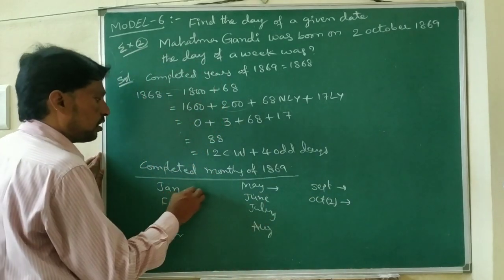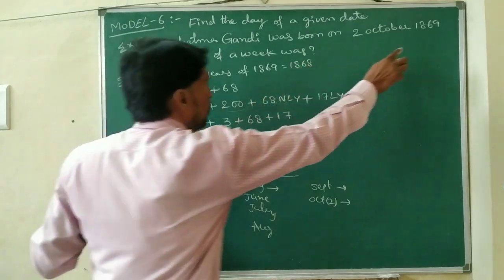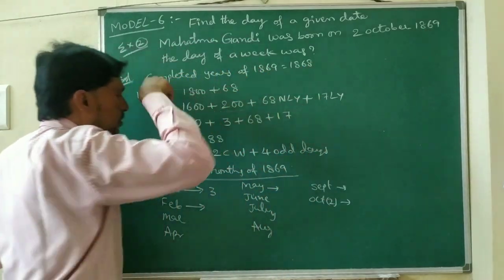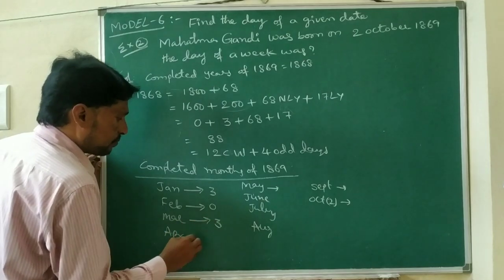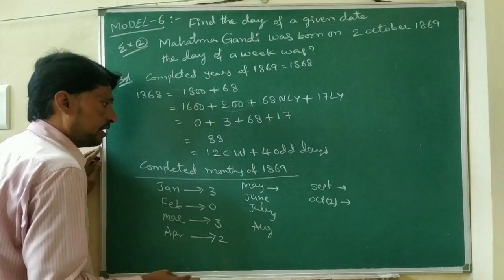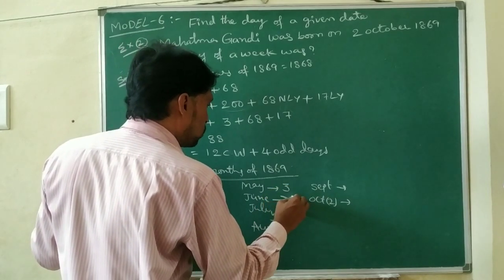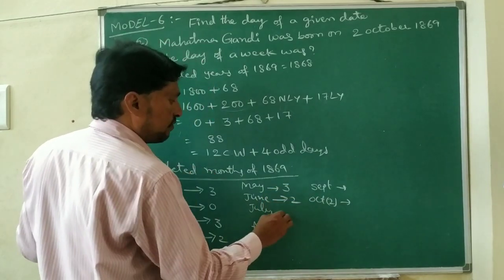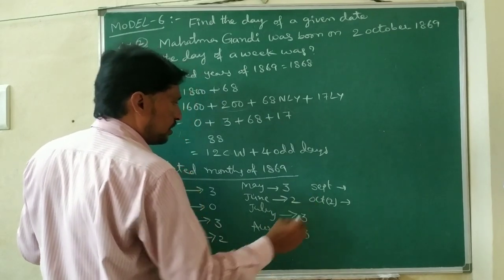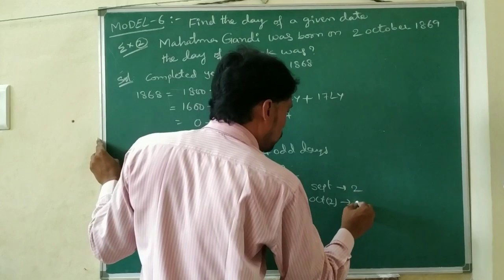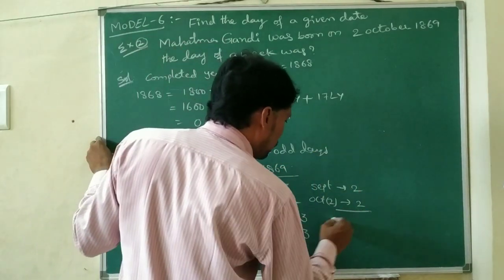So January odd days will be 3. February, so it is not the leap year. So it is not the leap year means 0. March will be 3. April 2 odd days. May 3 odd days. June 2 odd days. July will be 3 odd days. August also 3 odd days. September 2. October also up to 2 only we are taking. So 2 only we are getting.